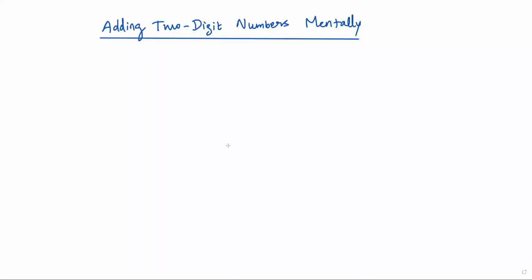In this video, we are going to see how to add two-digit numbers mentally. Consider a two-digit number 60. In this two-digit number, the digit at ones place is 0. Whenever we have 0 at ones place of a two-digit number, then it will be called a round figure. So if you want to add two-digit numbers which are round figures, we can do it easily.